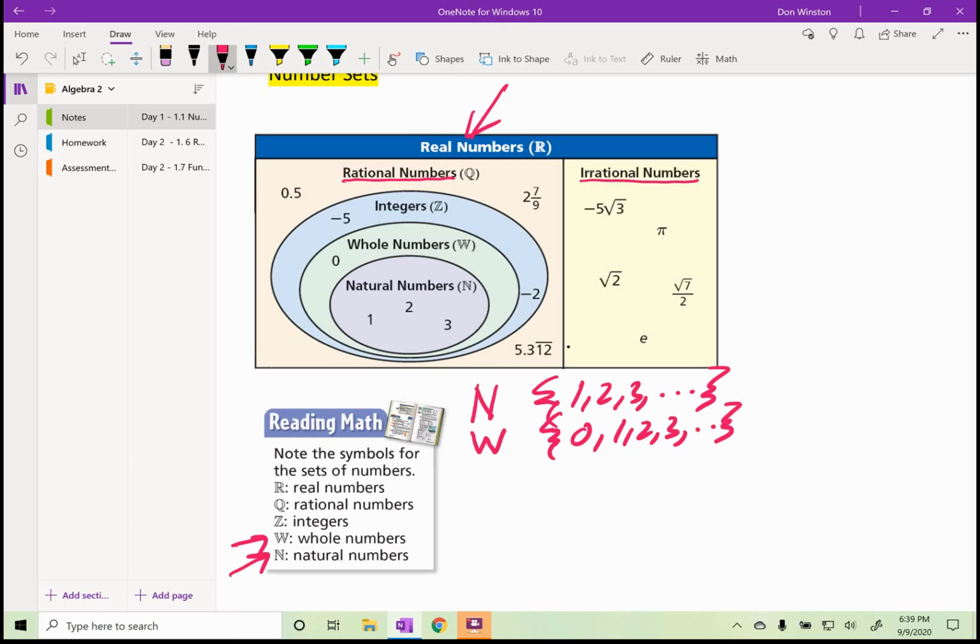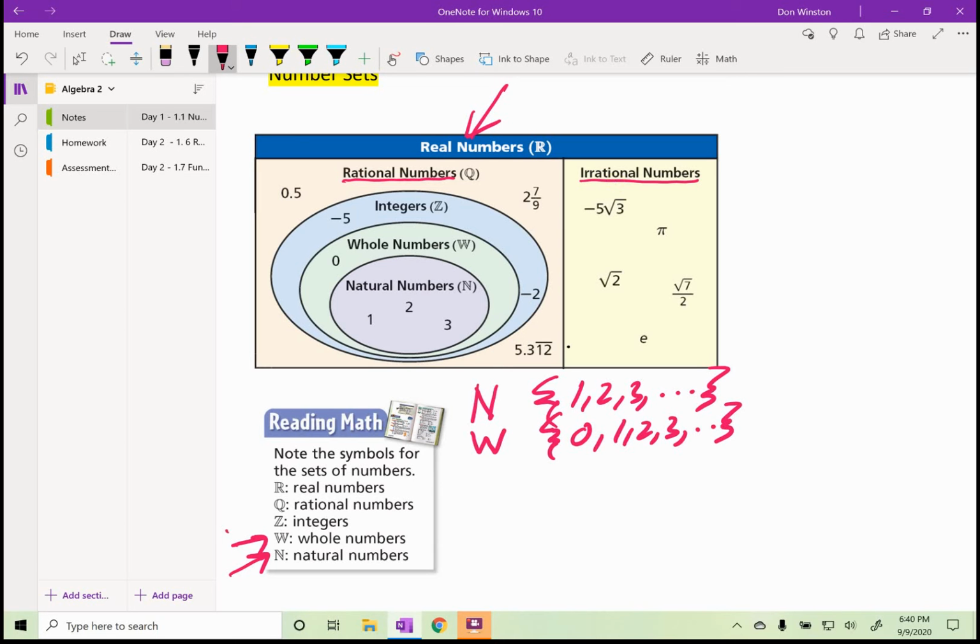So is every natural number a whole number? You bet, because the natural numbers, they're in the set of whole numbers. Okay, but is every whole number a natural number? No. Okay, because 0 is not a natural number.